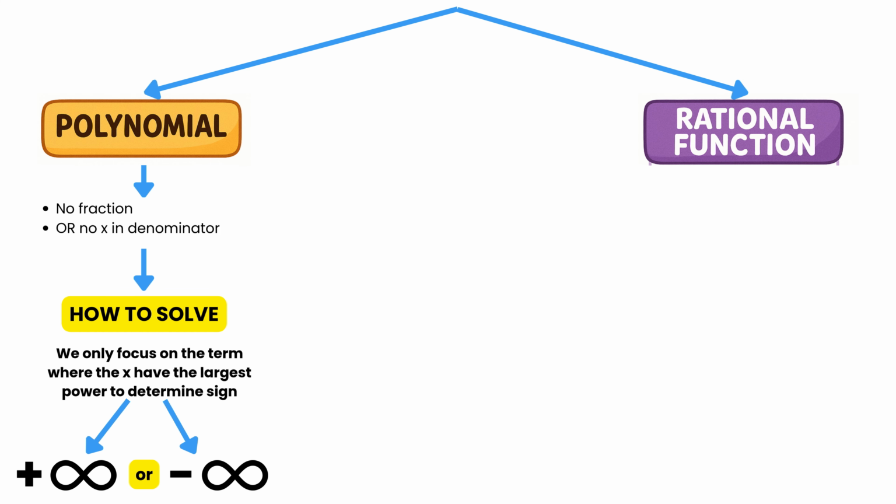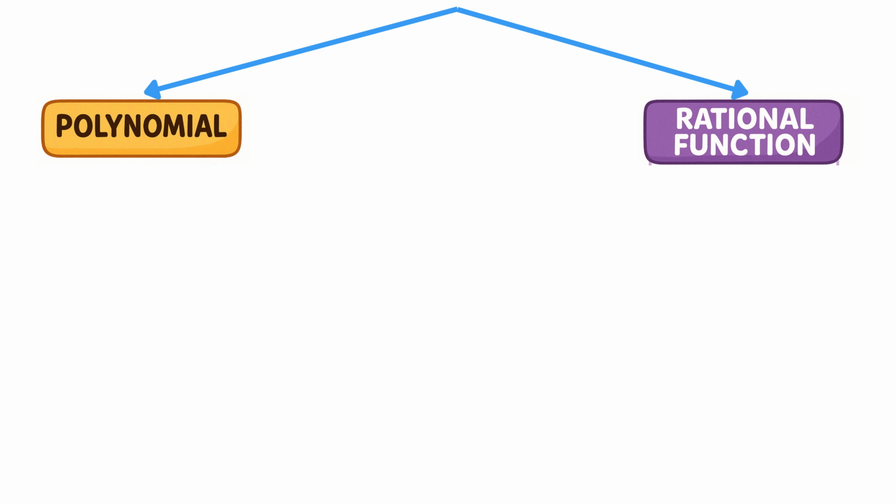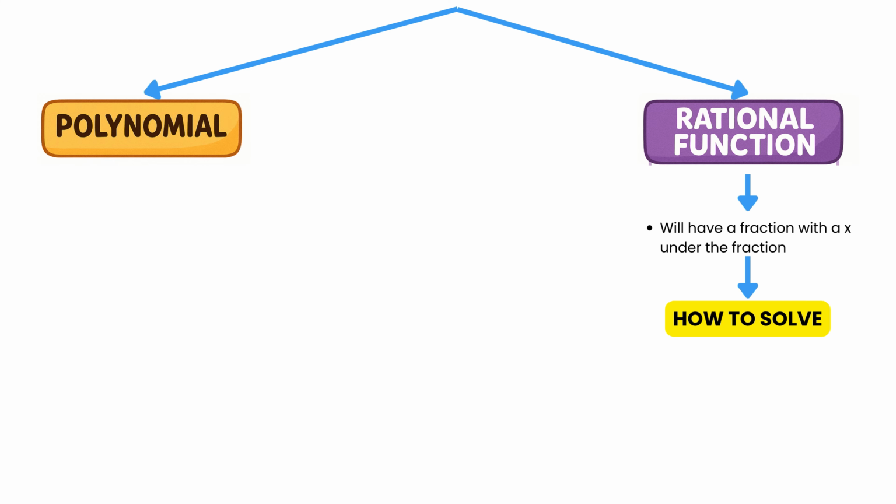Easy as that. Now for our second type of limit to infinity, called a rational function. How do we spot a rational function? Easy. There's going to be a fraction, and there will be an x sitting underneath the fraction. So how do we handle these types of limits that tend toward infinity? We use a method called the chocolate sharing method. Let me explain how that works.